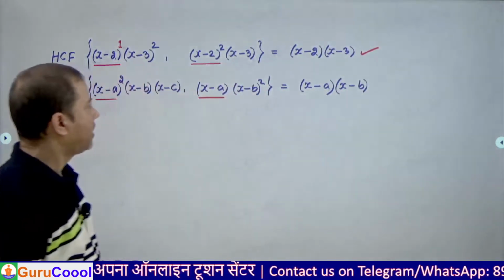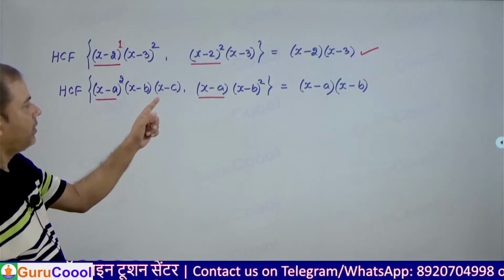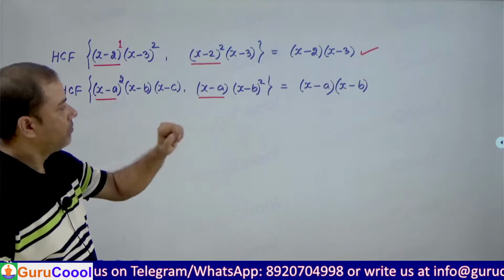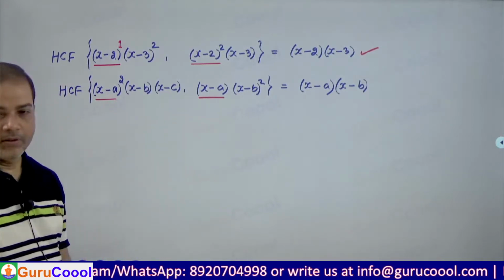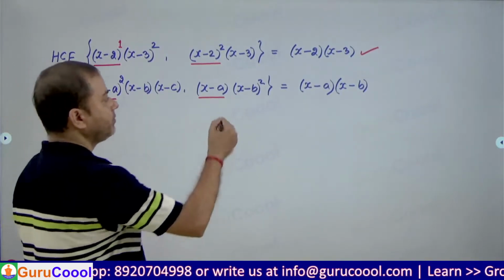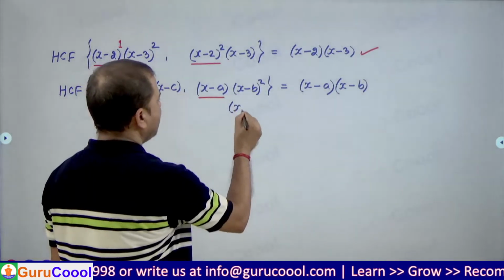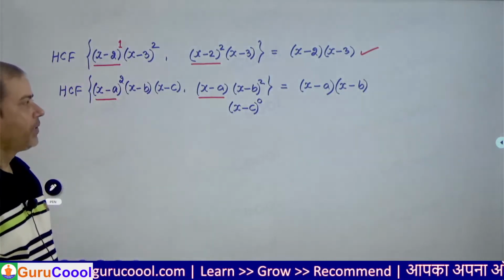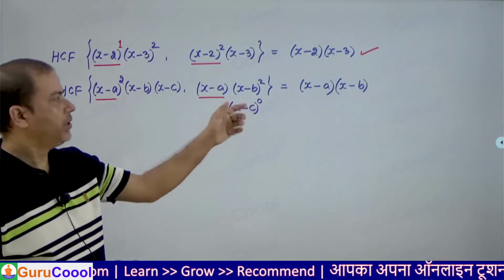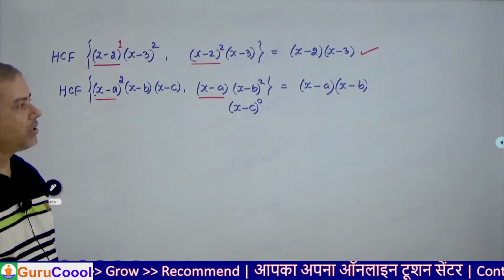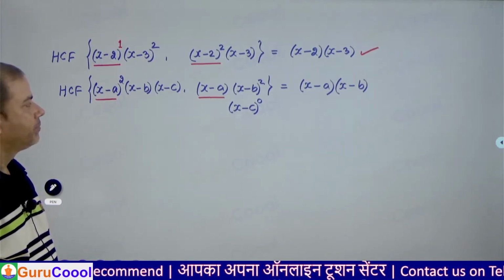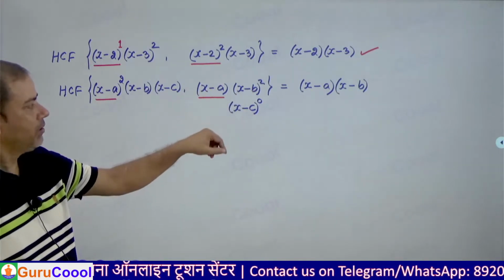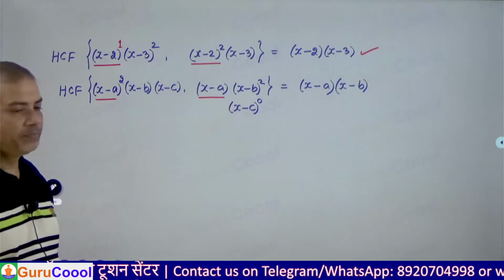Now we look at the third factor available here, x minus c, but this is not available in the second one. Not available means what? Not available means it has power 0. That's why it's not available. Anything which has power 0 vanishes because its value is 1. Okay. X minus c is not visible in the second expression. That means it has power 0.